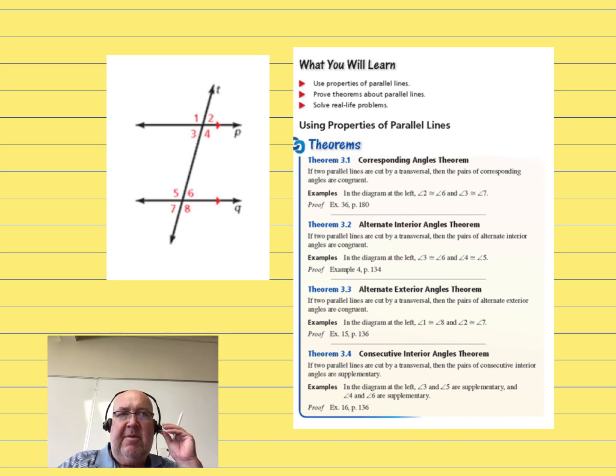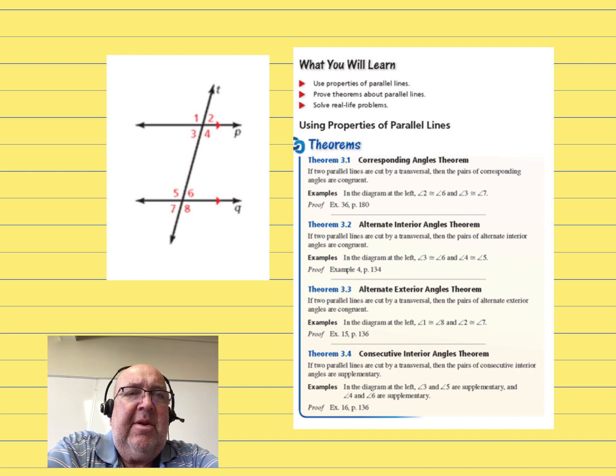Okay, we're going to take what we learned in section 3.1 to go ahead and do some real work finding different angles and different angle measurements. So, four theorems that we're going to look at. Corresponding angle theorem: if two parallel lines are cut by a transversal, the pairs of corresponding angles are congruent.